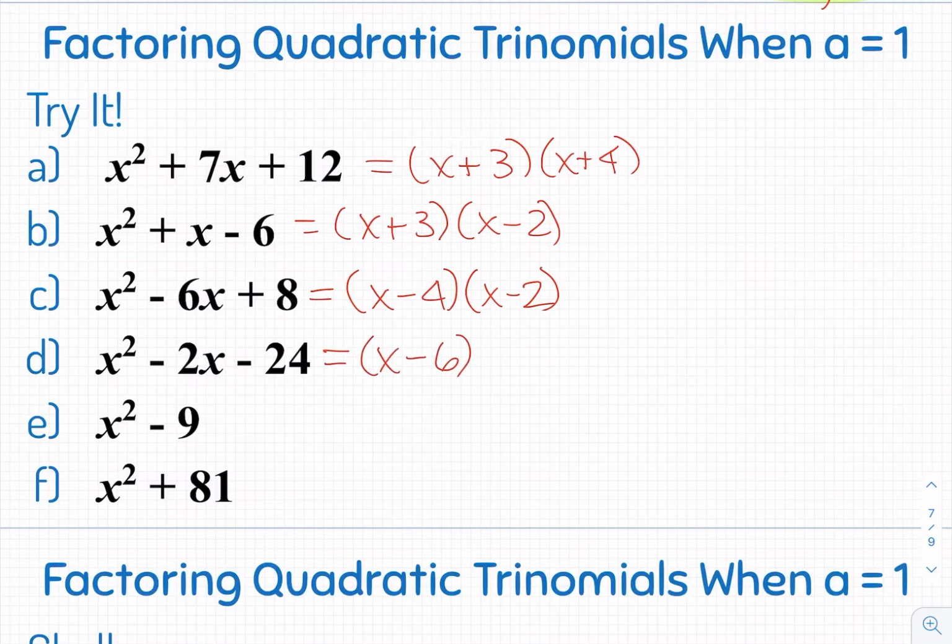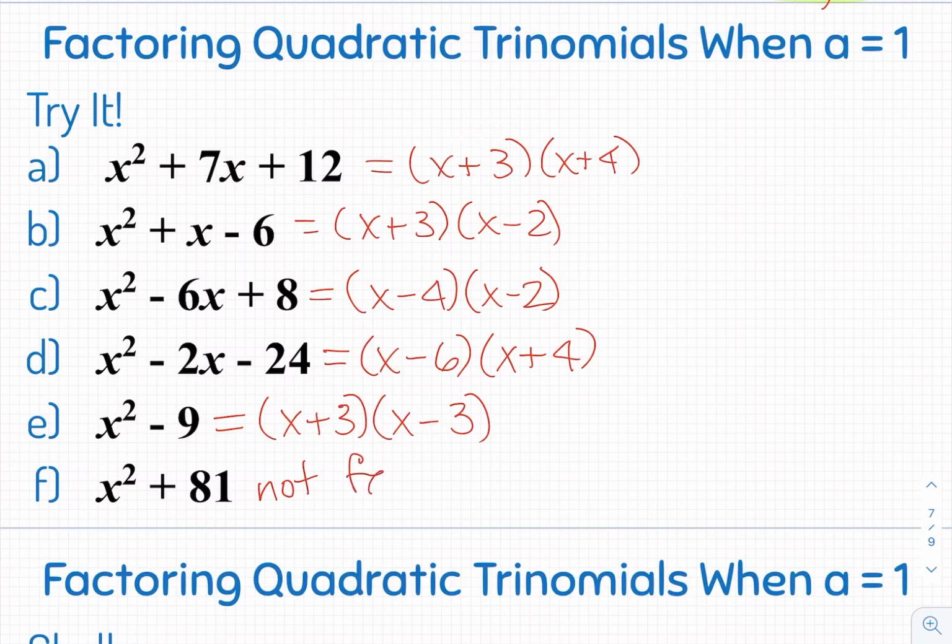X minus 6, x plus 4. Again, the factors could be reversed, but the 6 has to be the negative value, the 4 has to be the positive value. This is going to be x plus 3 and x minus 3. And this last one, it's not factorable. So sometimes you'll see the phrase not factorable, or sometimes you'll see the word prime written. In other words, it can't be broken into factors.